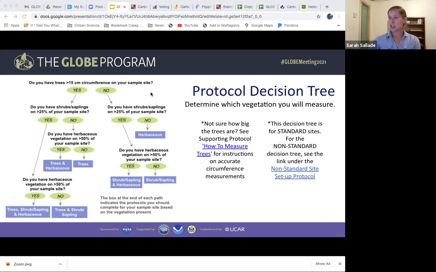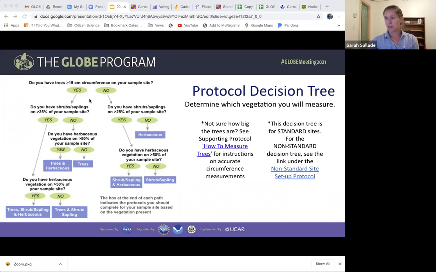So this is a decision tree that's available for both the standard sites and the non-standard sites. And the way it works is you read the question. If the answer is yes, you follow that arrow. If the answer is no, you follow the other arrow. So for our Collegewood site today, do you have trees greater than 15 centimeters circumference? We say yes. Do you have shrubs and saplings on greater than 25% of your sample site?